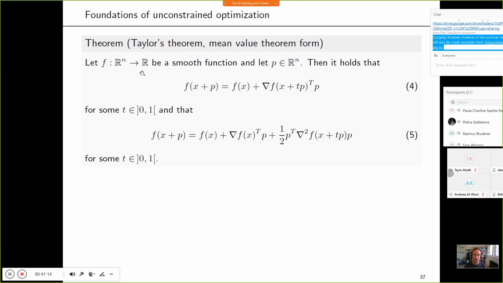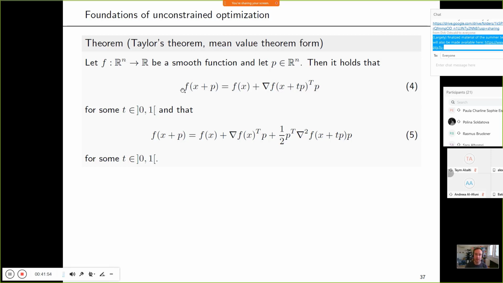If you have a multivariate real valued function, then the value of this function at some point away from x, namely at the point x plus p for some other input vector, corresponds to the value of f at the location x plus the gradient, or the first derivative, at some location between x and x plus p, times p.